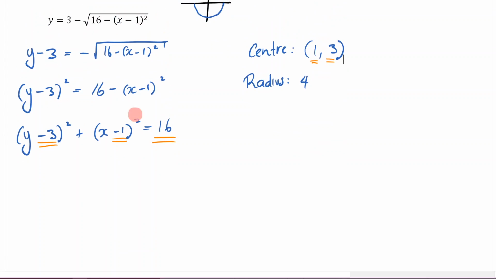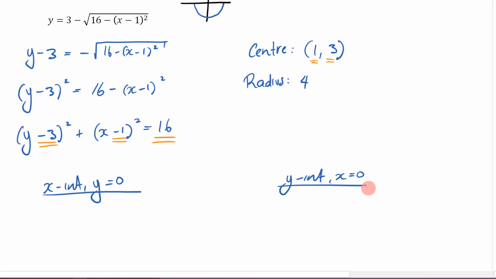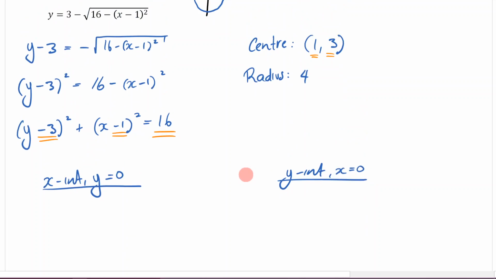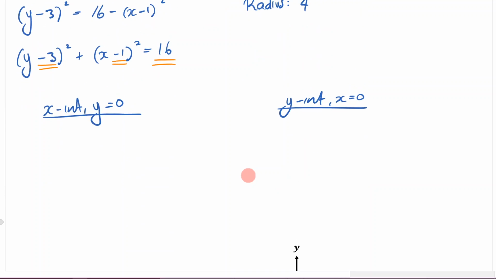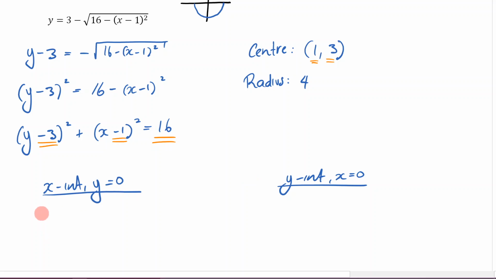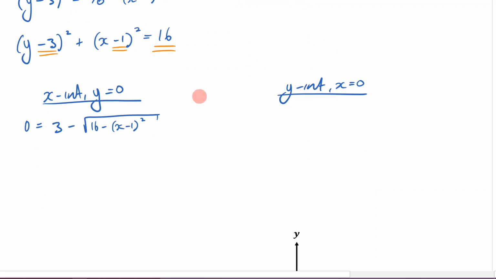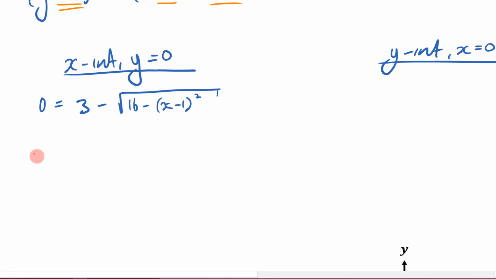Okay, the next thing that we want to do here is let's find the x-intercept and the y-intercept. So I'm going to find my x-intercept, which occurs when y is equal to 0, and I'll find my y-intercept, which occurs when x is equal to 0. So to find the x-intercept, I'm going to let that be equal to 0. I'm going to get 3 minus the square root of 16 minus (x minus 1) squared. Remember, I'm trying to solve it for x, so I'm going to subtract 3 from both sides.